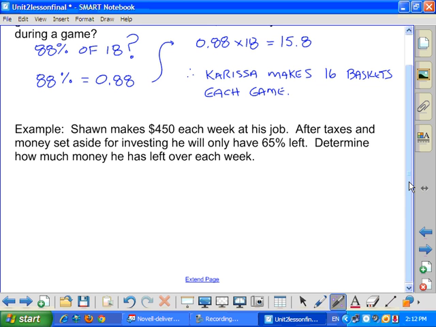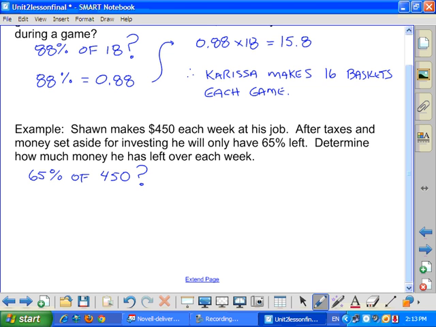Sean makes $450 each week at his job. After taxes and money set aside for investing, he will only have 65% left. To determine how much money he has left over each week, we know his total is $450, and we want to find out what 65% of $450 is. We want to know how much spending money he has left over to buy his favorite math teacher a great gift for the end of the semester.